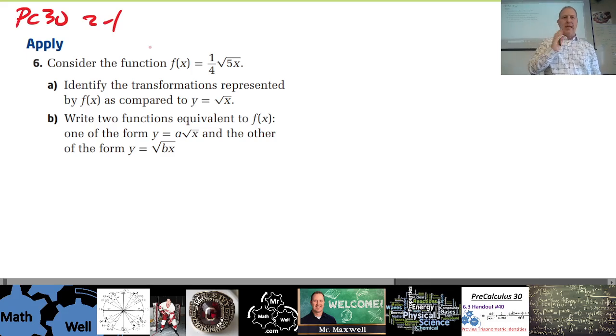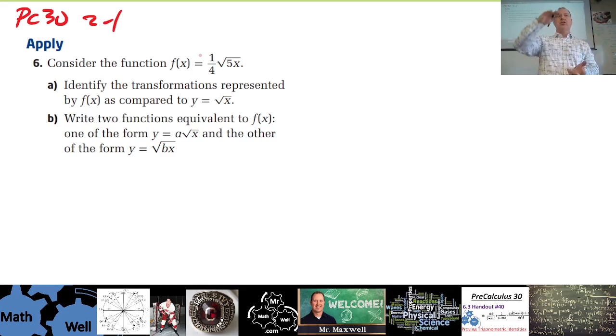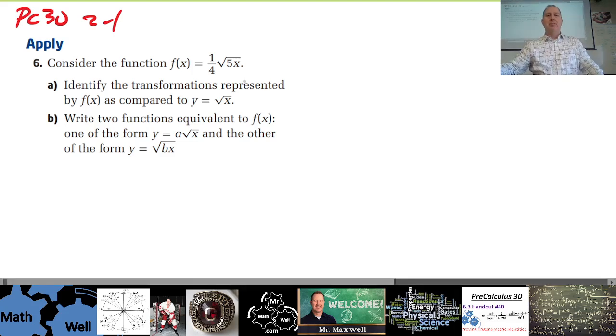2.16. Okay, so you're given a function, f of x is 1/4 root 5x, okay? So we have an a value of 1/4, we have a b value of 5. That means that the original function square root of x is compressed vertically by a factor of 1/4, so each y value has been multiplied by 1/4, and the b value is 5, so that means that it is compressed by 1/5, right? Like this.